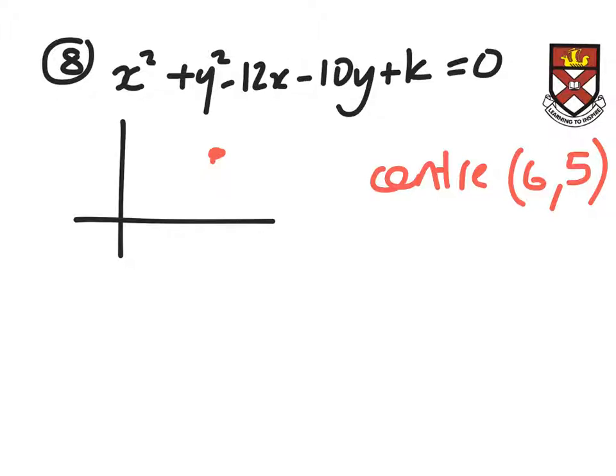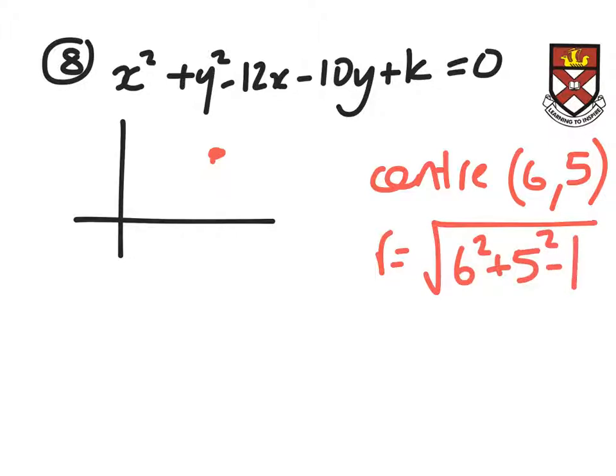Okay, the radius is the square root of 6 squared plus 5 squared minus k. And this whole question centres on this fact here, the radius. Where can I draw a circle based on this centre that touches the axis in 3 places? Well, if it just touched that one, it would go down below there, come back up. That's supposed to be a circle. Okay, so the radius would be 6.